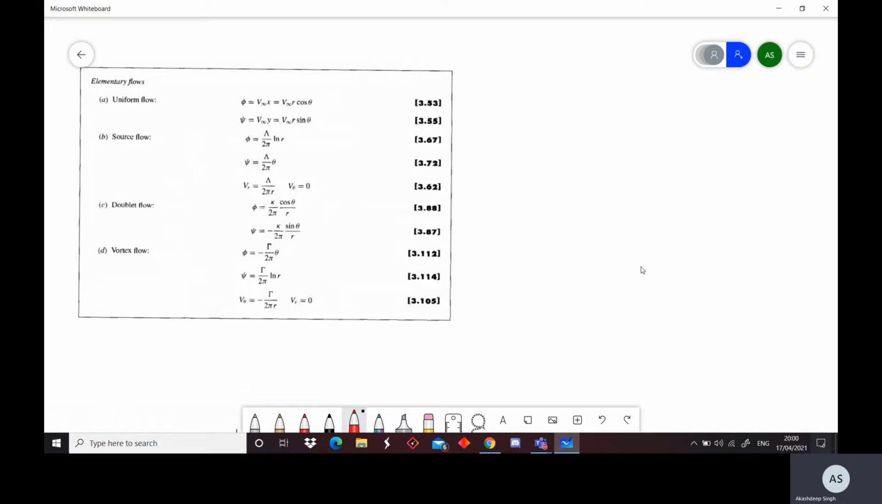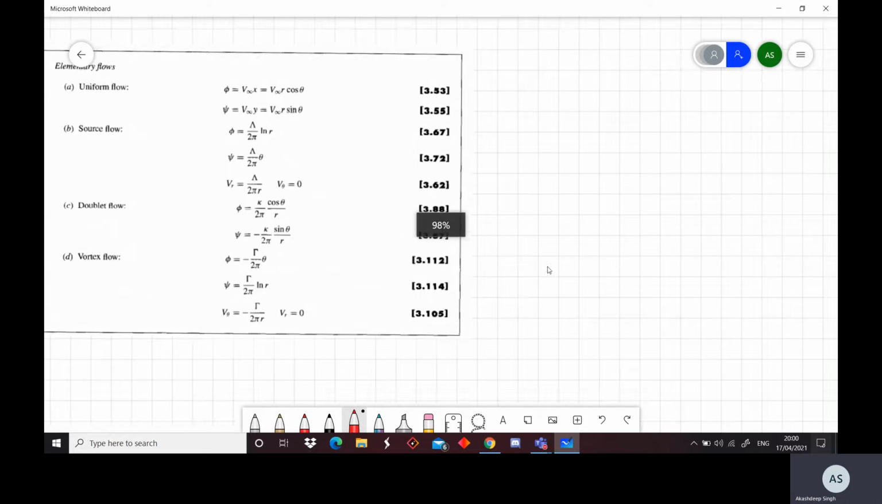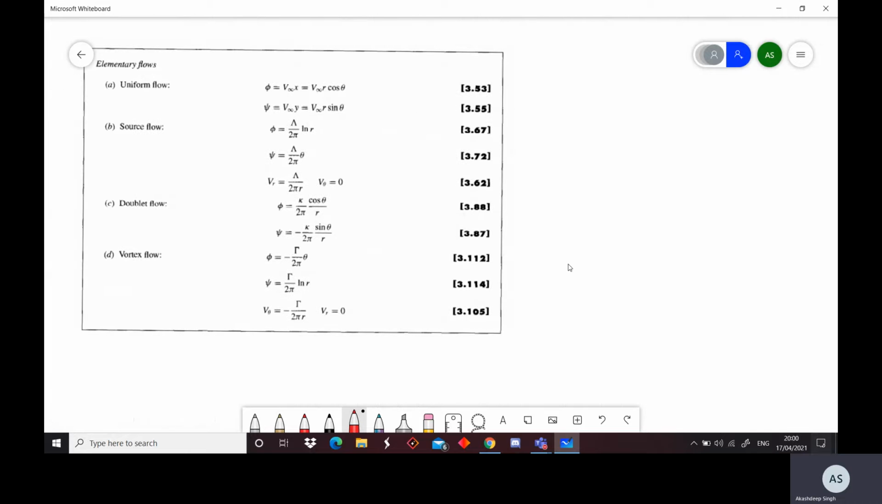Before we start with the Kutta condition, I would first like to briefly discuss the elementary flows, mainly four of them, and how we will use them to build up something called a model flow for an airfoil. We had also done it for a cylinder in a previous chapter. Here are some basic stream functions and velocity potentials for different kinds of elementary flows.